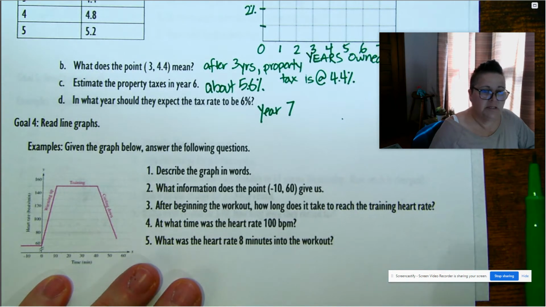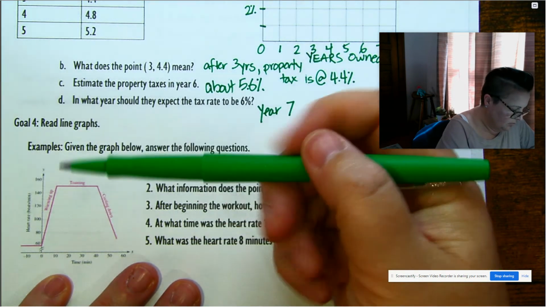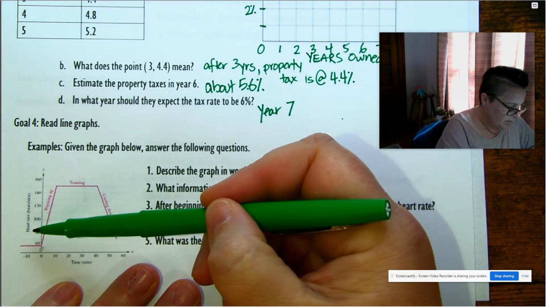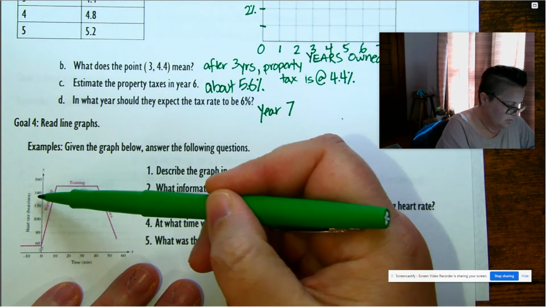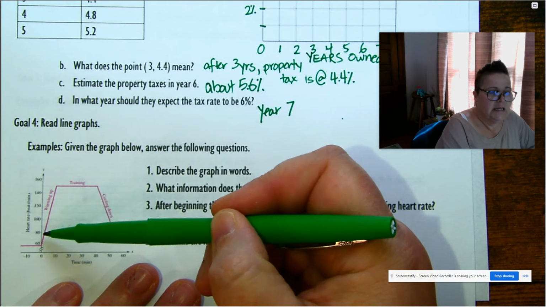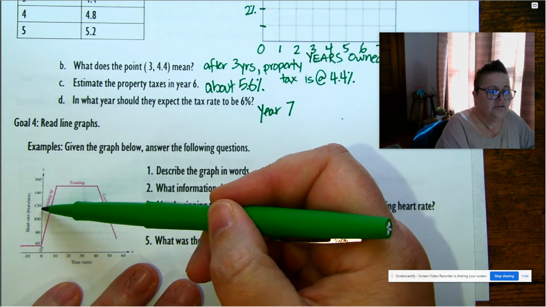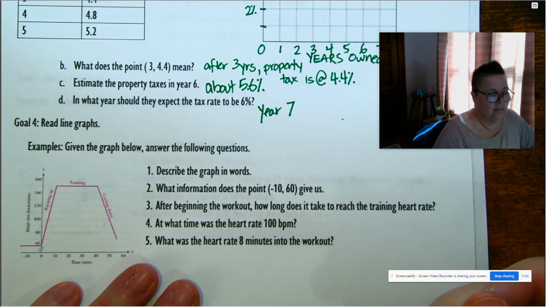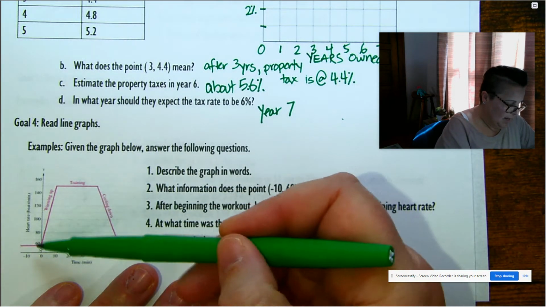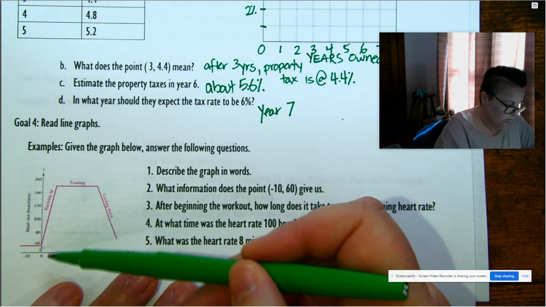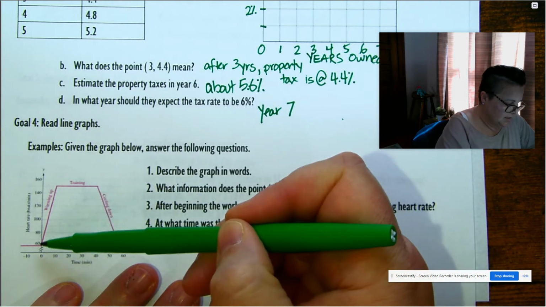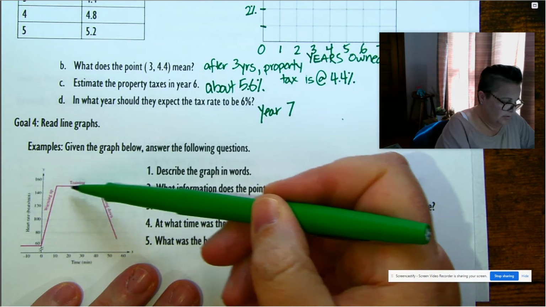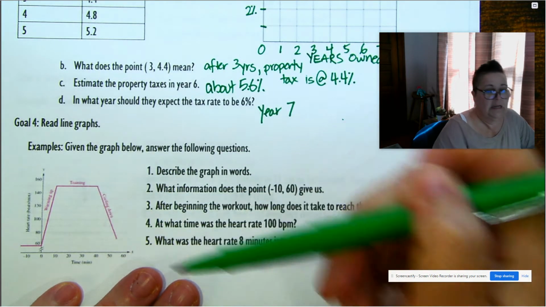So in this particular case, it appears that we're looking at time in minutes as compared to the heart rate. So here the heart rate is 60, 80, 100, 120 beats per minute, 140, and 160. What we're looking at is maybe somebody exercising. So here we have a warm-up period, and then while they're training, and then a cooling down.